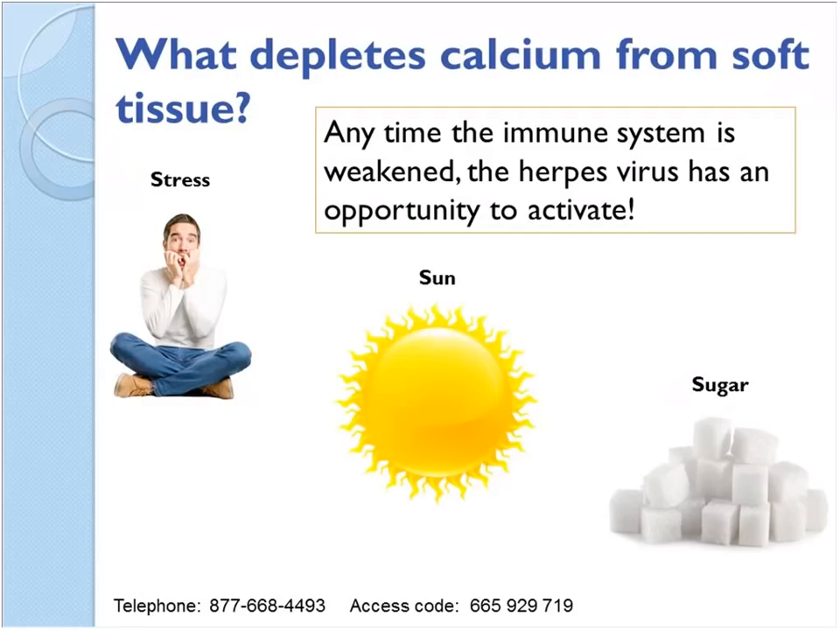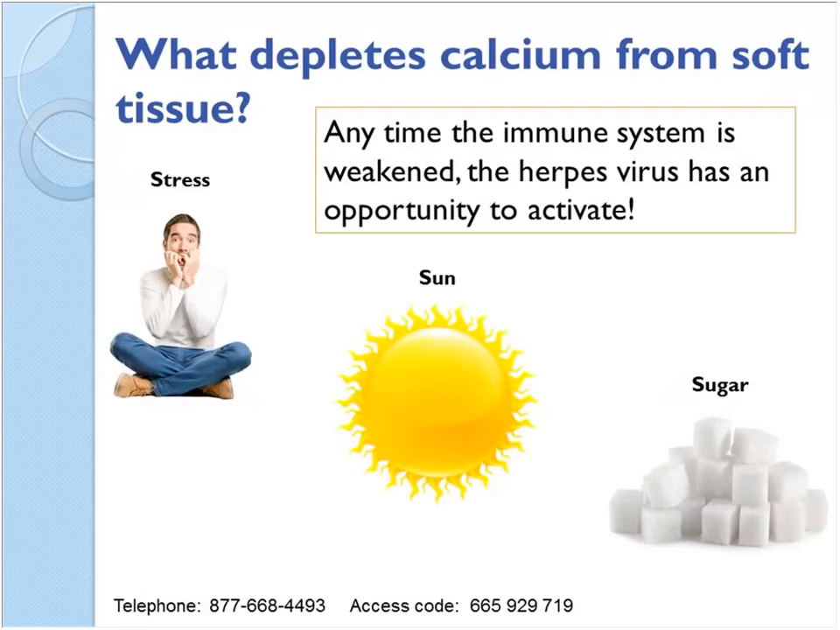Anytime the immune system is weakened, the herpes virus has an opportunity to activate. Now, I worked for a lot of years and was certified in oncology. So I have worked with individuals who have undergone chemotherapy, which dramatically reduces their immune system activity. Guess what happens? These people develop an outbreak of herpes virus. If they've had chickenpox as children, they end up with shingles, and some of the worst cases of shingles you'd ever want to see.